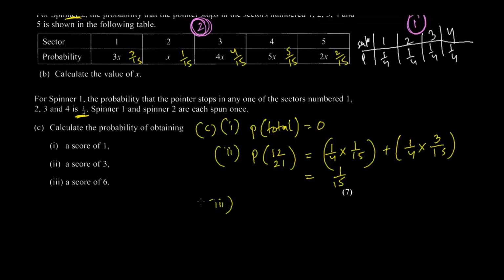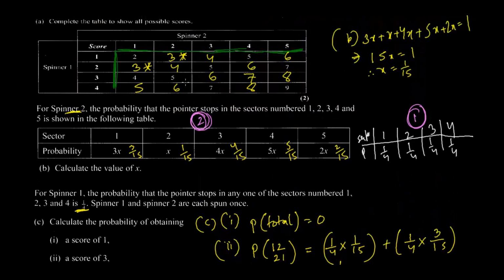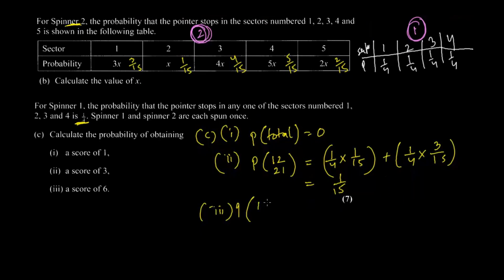Number 3, so we want a score of 6, so let's check the total. We have 4 situations where we have a total of 6. So how many ways can we get a 6? The first one is 1, 5, and then we have 2, 4. So let me write this down. Getting a 6 is 1, 5. There is no option of 5, 1 because the first spinner does not have the number 5. So another option is 2, 4, and it can be 4, 2. Another option is 3, 3, and that's it. There are 4 ways of getting a 6.